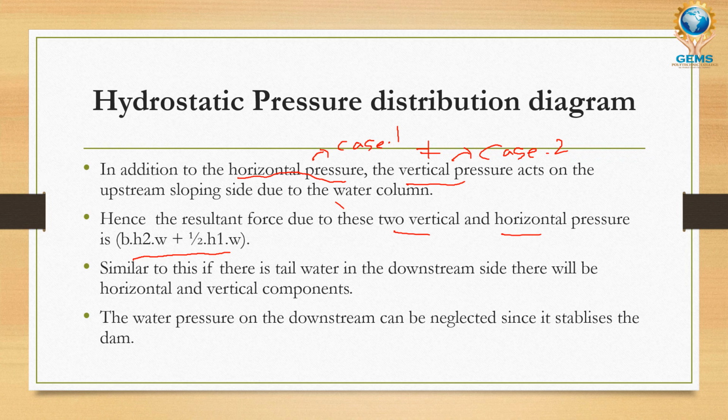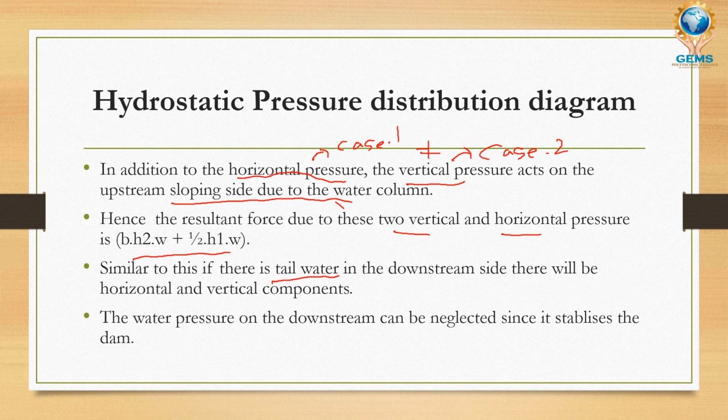This pressure which is acting on the upstream sloping side is due to the water column. The water column acting on the inclined portion induces this vertical pressure. And the third point explains the tail water, which is similar to this.